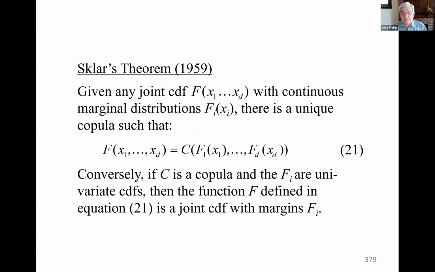So what I have here are the marginal CDFs, U1 up to UD. That's a copula. So we can actually put those values of the CDFs of the marginal distributions into the copula, and then we get the original joint distribution here. So that's what the Sklar theorem states. And also the converse is true.